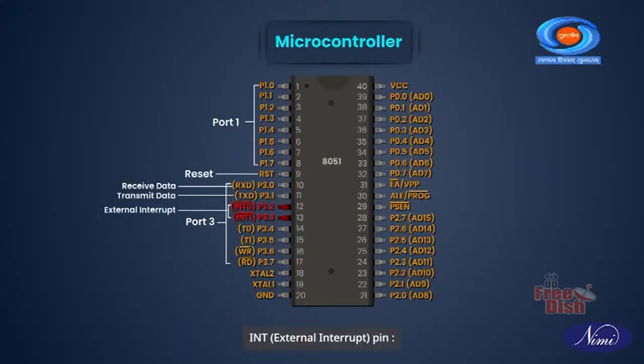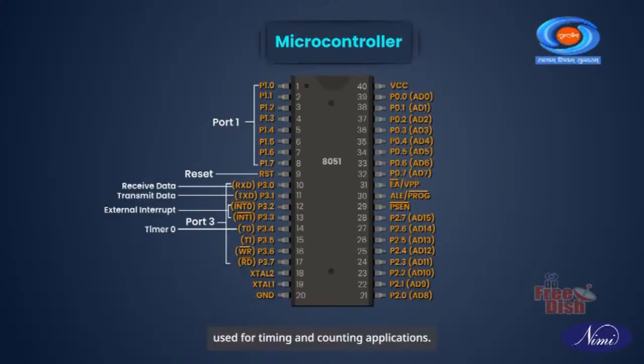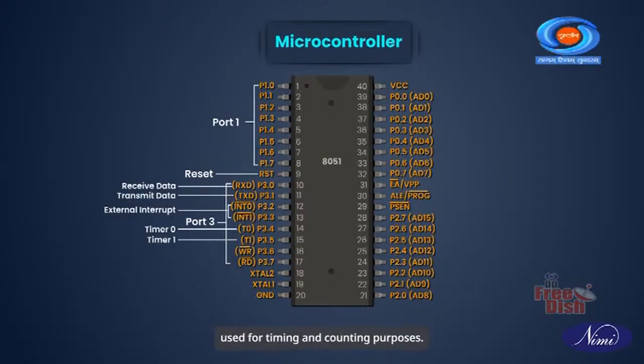INT or external interrupt pin. Function. The INT pin is used to receive external interruptions from peripheral devices or sensors. T0 or timer 0 pin. Function. T0 is one of the timers in the 8051 microcontrollers used for timing and counting applications. T1 or timer 1 pin. Function. T1 is another timer in the 8051 microcontrollers used for timing and counting purposes.